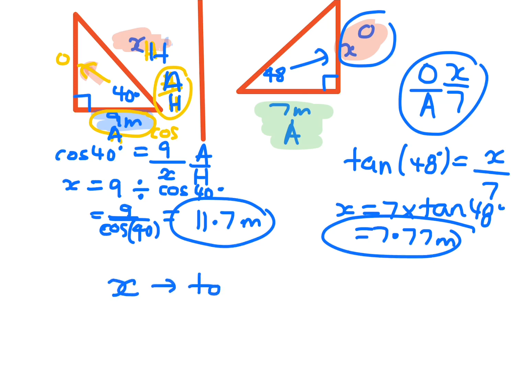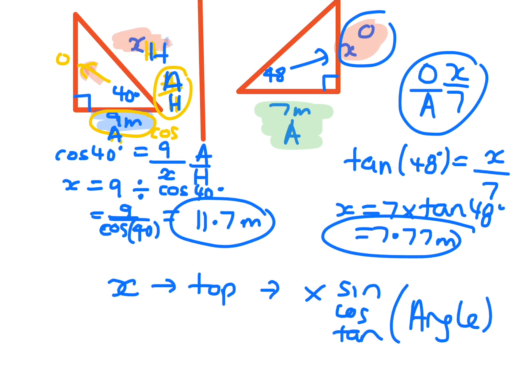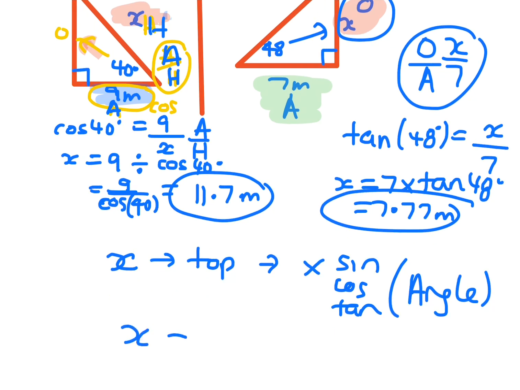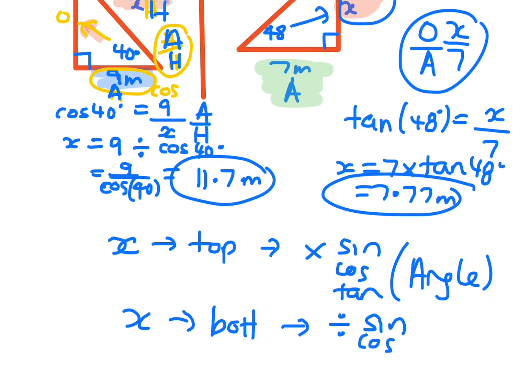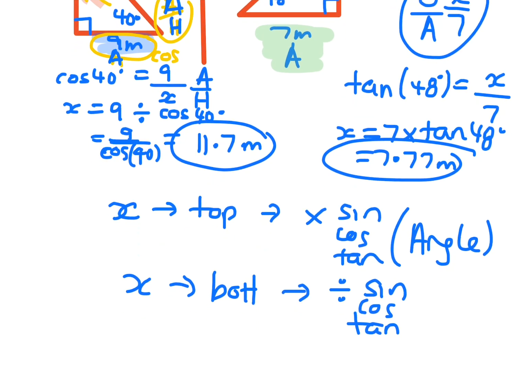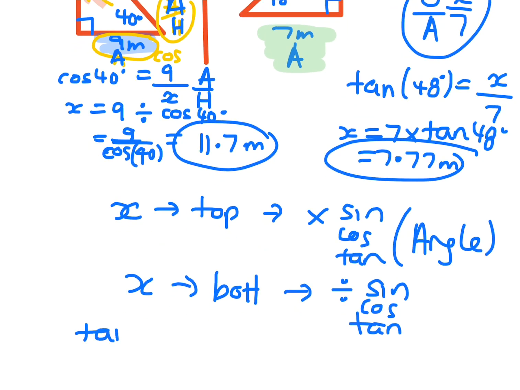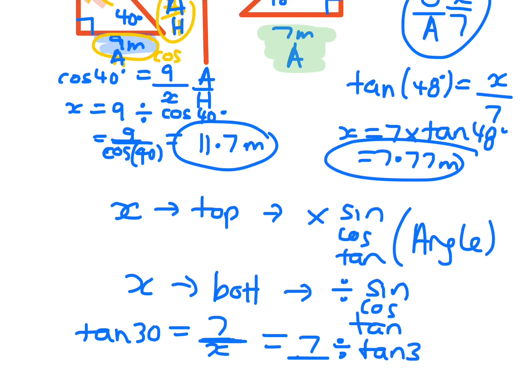First of all, if X is on top, then you times by the sine, cos, or the tan of whatever the angle is. And if X is on the bottom, then you divide by sine, cos, or tan. You can kind of think about it as like, if you've got tan 30 equals 7 over X, see how it says divided by there?